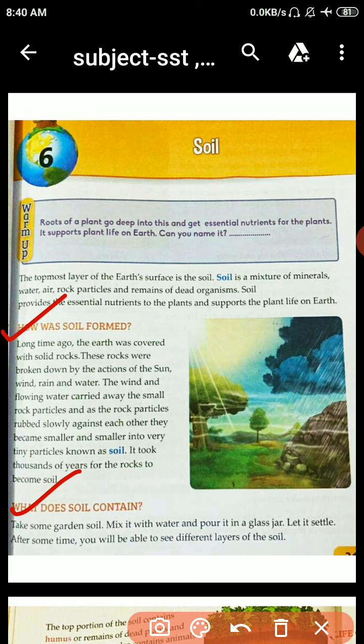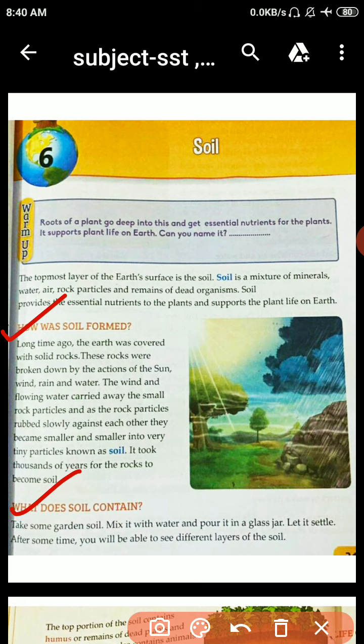What is soil? Soil is the topmost layer of the earth's surface. Soil is a mixture of minerals, water, air, rock particles, etc. Then how is it formed? It is formed when wind and flowing water carry away small rock particles, and as the rock particles rub slowly against each other, they become smaller and smaller into very tiny particles known as soil.